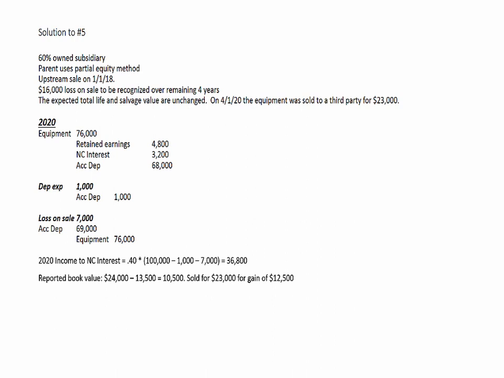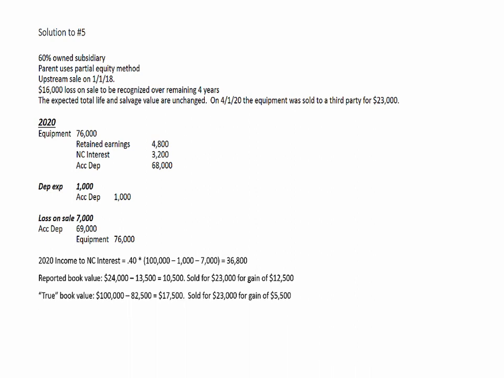This was an upstream sale, so this asset was on Big's books. Now, Big, on the date of sale, is reporting a book value. They've got a cost of $24,000. Big has been depreciating that over 4 years at $6,000 per year. So they've taken 1 full year of depreciation, another full year of depreciation, and a quarter year of depreciation. So Big's accumulated depreciation is $13,500. So Big's book value of this asset is $10,500. They sold it for $23,000, a gain of $12,500. So that's what Big is reporting on their income statement.